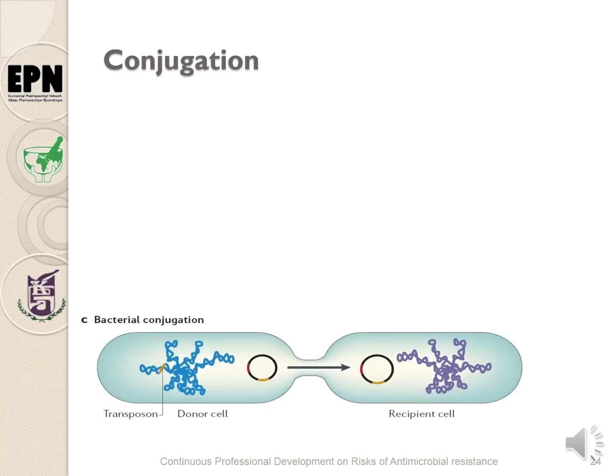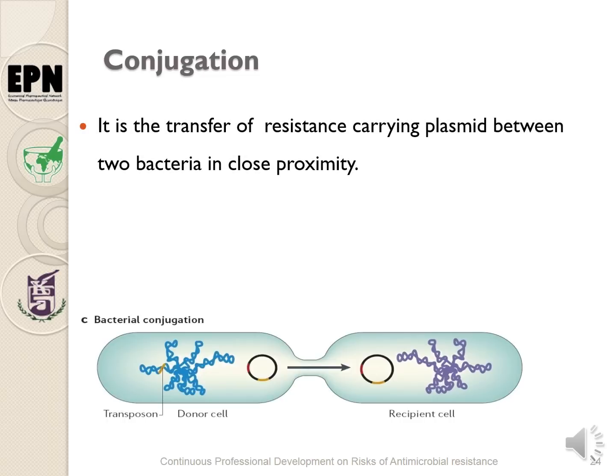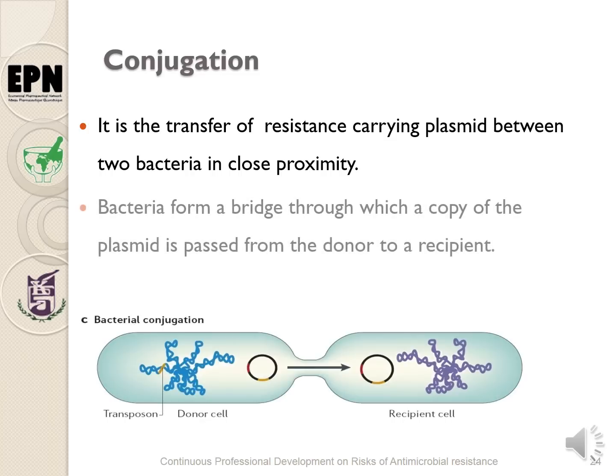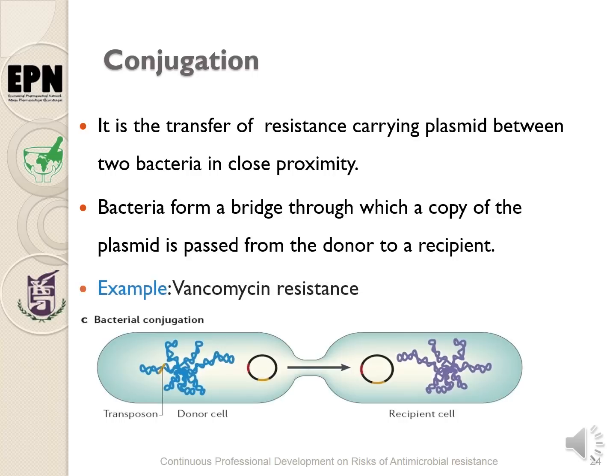In conjugation, two cells are normally in close proximity to each other, and there is a hollow bridge-like structure, which is known as a pilus, that forms between the two cells. Bacteria would form a bridge through which a copy of the plasmid bearing the resistant gene is passed from the donor to a recipient. Plasmids generally carry the genes that confer resistance to antimicrobial agents, and therefore any susceptible bacterium can acquire resistance. And this may be the mechanism for enterococcal resistance to vancomycin.